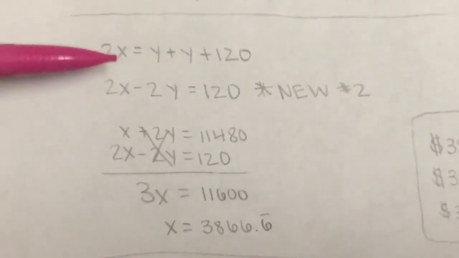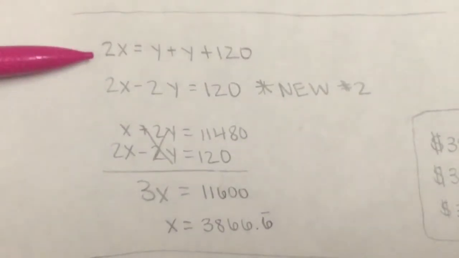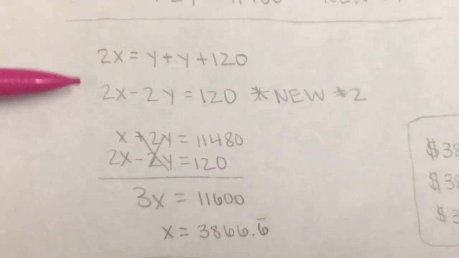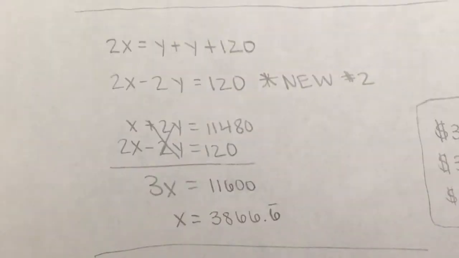So to find our new second equation, we use substitution on the second and third equations. So we got 2x equals y plus 120, and when we shortened it down, it was 2x minus 2y equals 120, and that's our new equation.